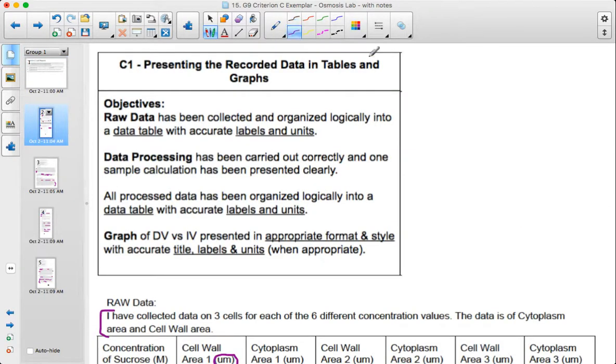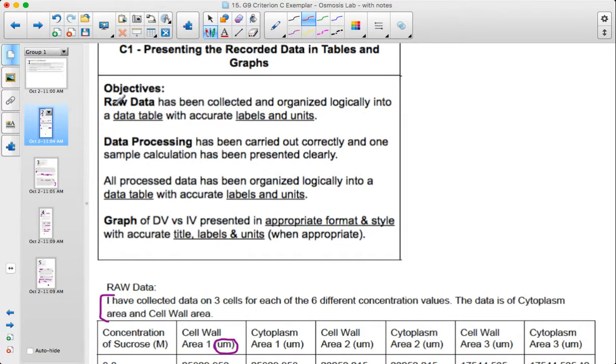So the first objective that we have for the criteria, the strand 1 as we call it, is presenting the recorded data in tables and graphs. So that means we need to have our raw data. Raw data is data that you have not done any calculations on, any processing on, any graphing on. So this is the exact data that you collected yourself in the lab. So raw data has been collected and organized logically into a data table with accurate labels and units.